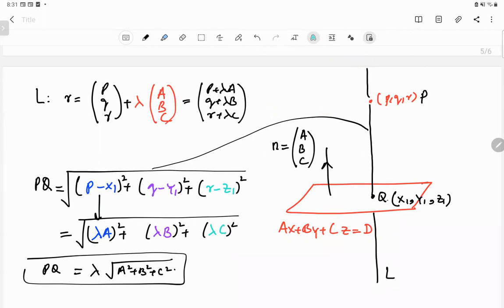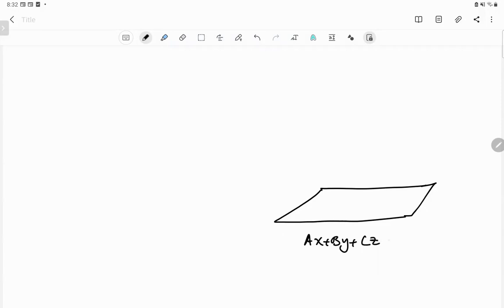Before Safi mentioned it, today I was thinking of telling you a shortcut. Before I prove this expression that Safi said, let me explain what was in my mind. This is a plane, and ax plus by plus cz minus d is equal to 0 is its equation.